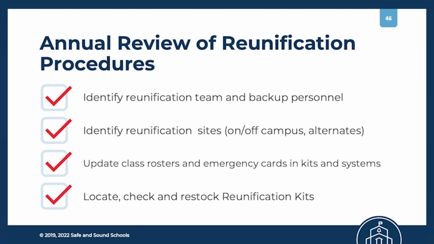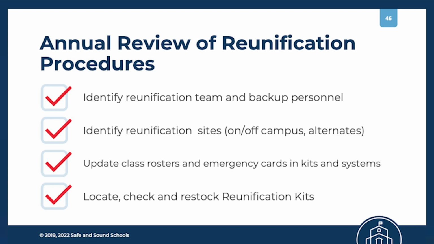We also, of course, annually and really even multiple times during the year need to be updating class rosters and emergency cards in kits and systems. The ideal is for us to have a cloud-based system if possible. I know that's not possible in every school and community, so manual works well too, with frequent manual updates on pencil and paper. But in a cloud-based system, we do have the unique capability of making changes that are immediately populated throughout the system that multiple people can access from various points in the area. And then, of course, we want to continually, at least annually, locate, check, and restock those reunification kits and supplies. So it's a lot to think about.